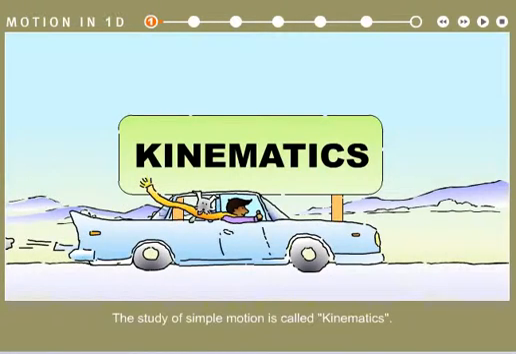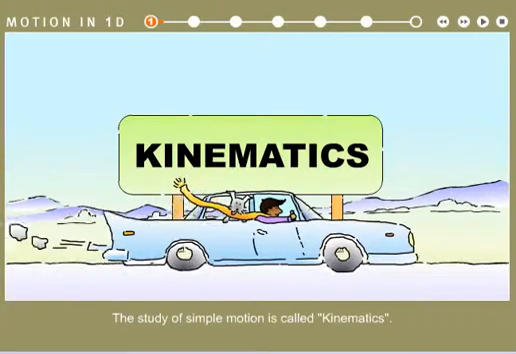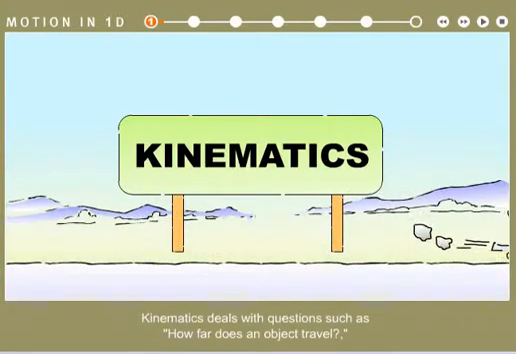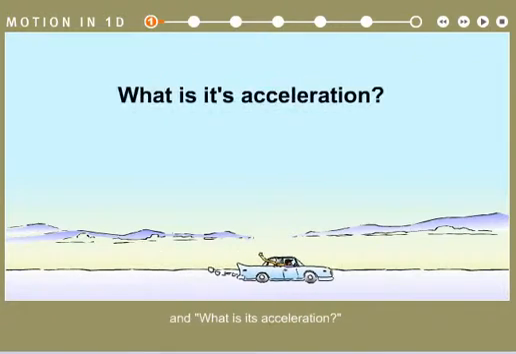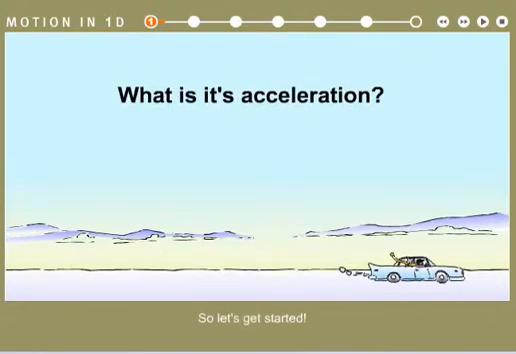The study of simple motion is called kinematics. Kinematics deals with questions such as how far does an object travel, how fast does it go, and what is its acceleration. So, let's get started.